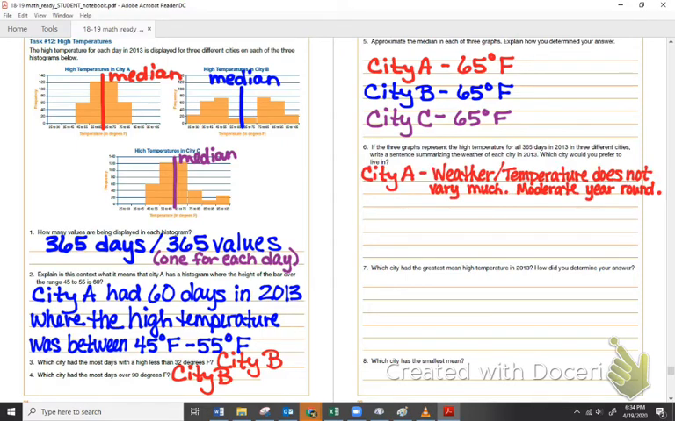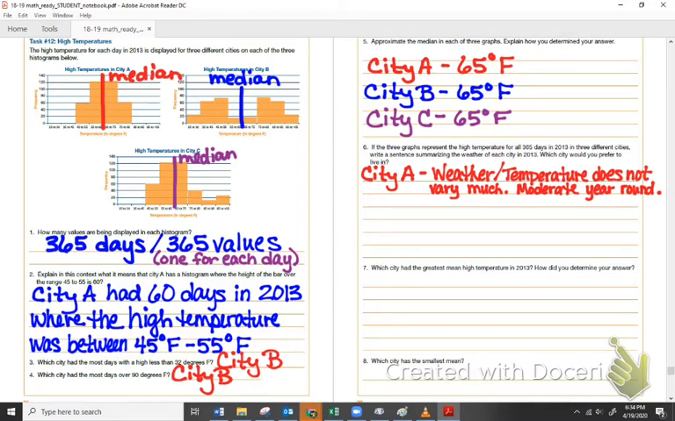Okay, now we want to look at City B. What does this histogram tell me about the weather in City B? Well, they spent about half their weather days below 65 and half their weather days above 65 degrees. They had some days that were really cold. They had some days that were really hot.